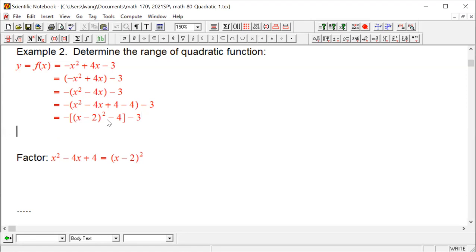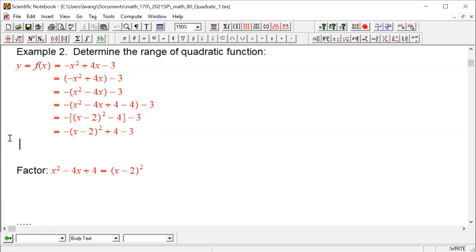Okay. And then we're going to apply the negative sign to the perfect square. So we're going to get a negative x minus 2 squared, and the negative sign multiplied by negative 4 is going to be a plus 4, minus 3. So in the end, we're getting the final form, which is going to be plus 1.